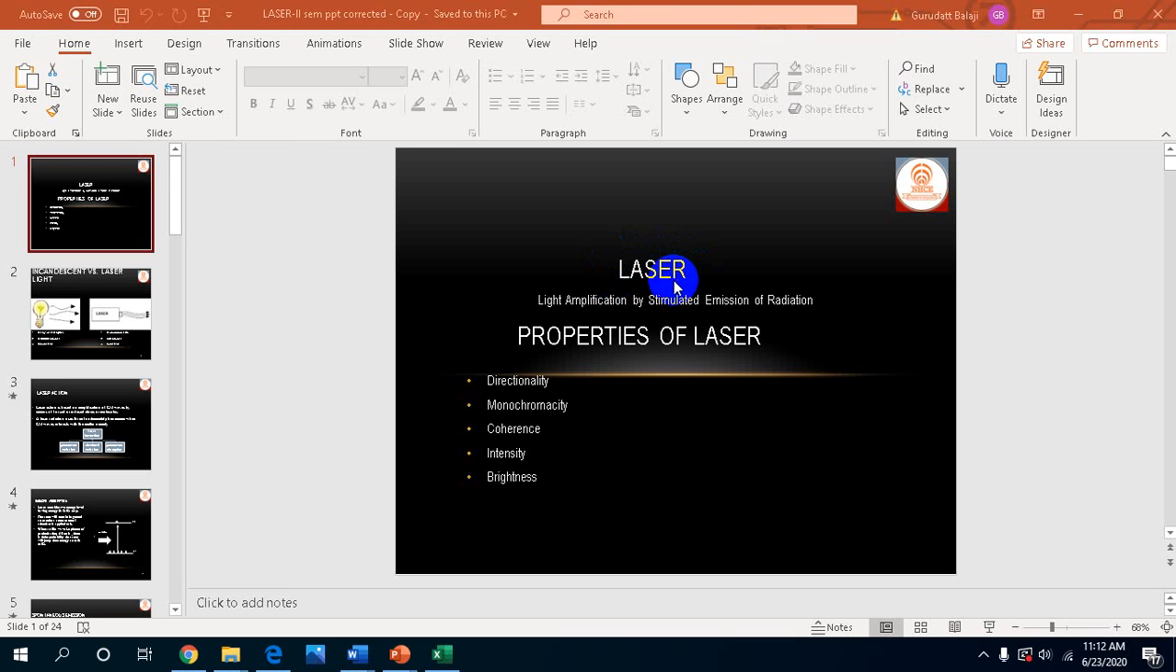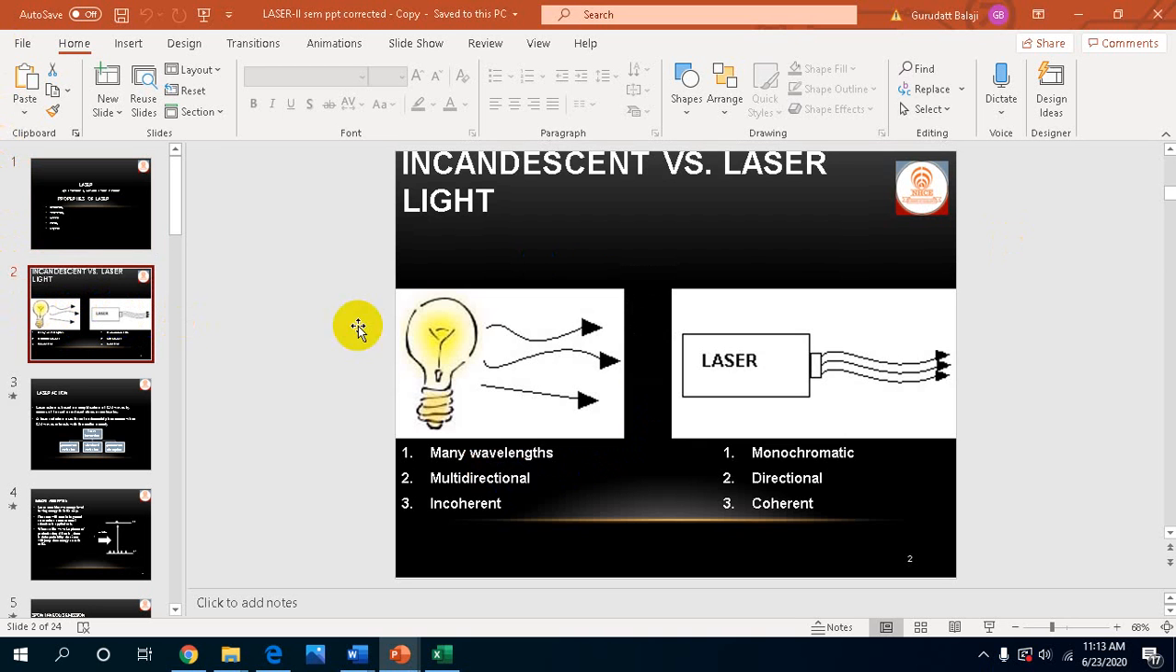So why this laser is so different and unique from ordinary sources of light is because of its properties. The properties of the laser are directionality, monochromaticity, coherence, intensity and brightness. So let's now have a quick review of these properties of the laser. So what are the properties we have known now?